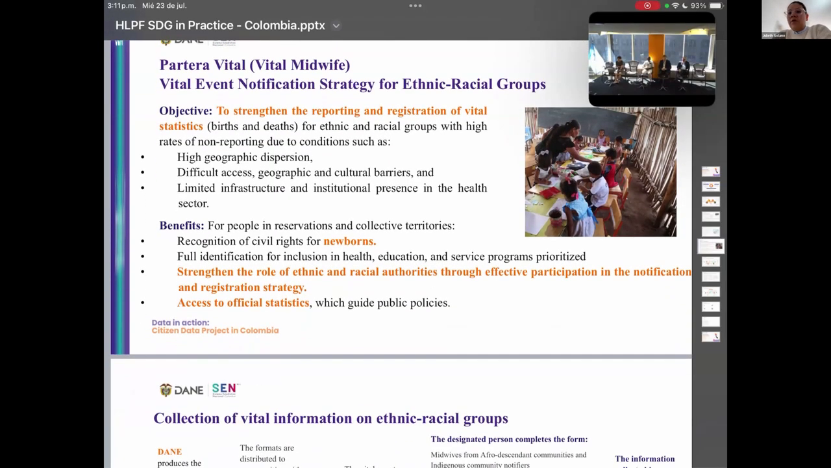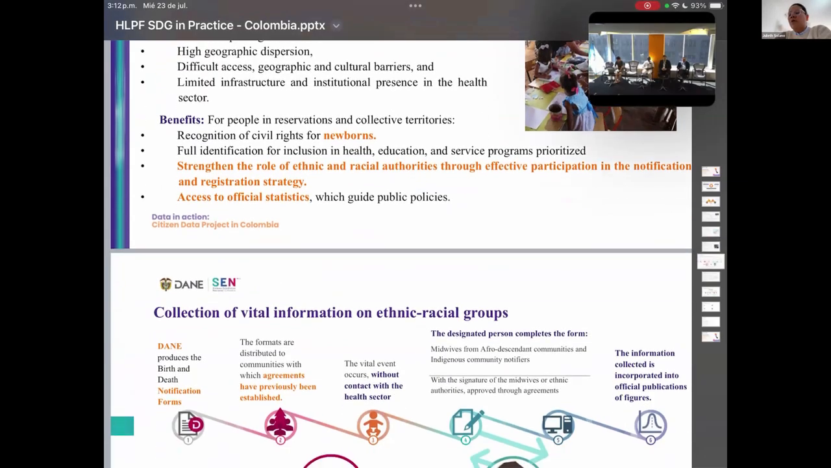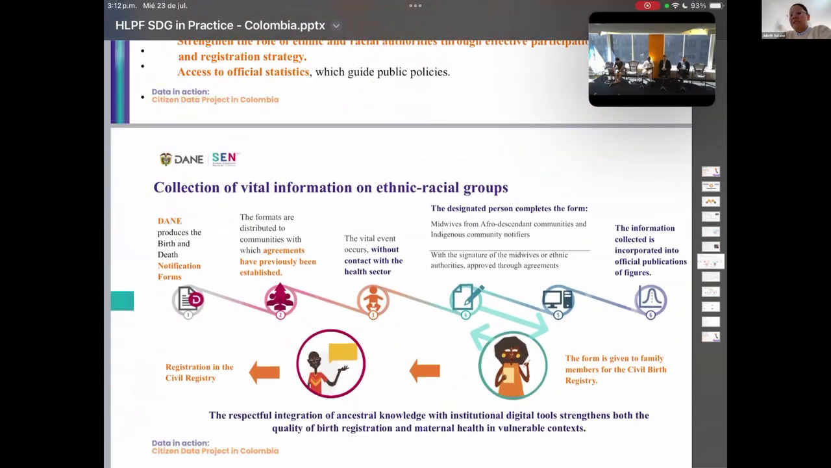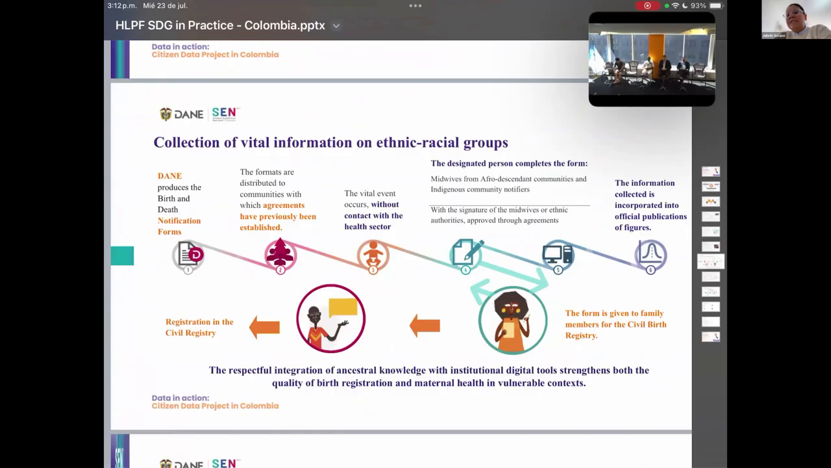The benefits of this strategy for people in reservations and collective territories is the recognition of civil rights for newborns, the full identification for inclusion in health, education, and service programs, the strengthening of the role of ethnic and racial authorities through effective participation in the notification and registration strategy, and of course, the improvement of official statistics. So this is a scheme of how the initiative works.